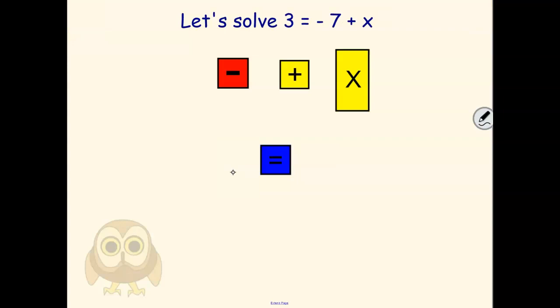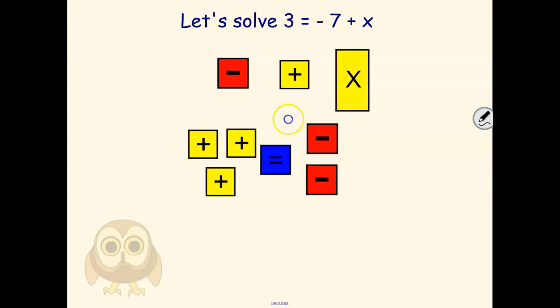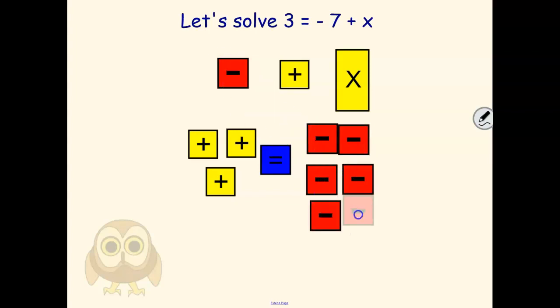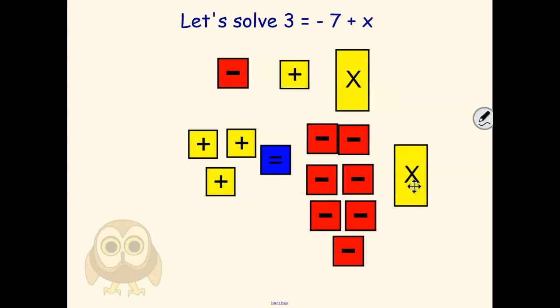Alright? Sometimes you'll see it where it's reversed. So the x is not always going to be on the left, and it won't always be x either. Alright, so now we're getting to the point where, hey, this is getting a little weirder. I might not be able to solve this in my head. Maybe you can, maybe you can't. So I've just modeled 3 equals -7 plus x right there.